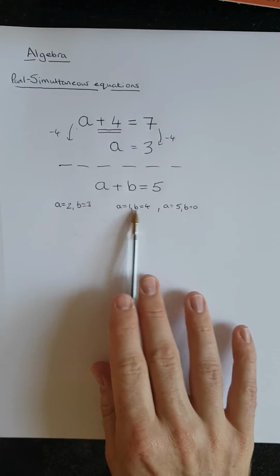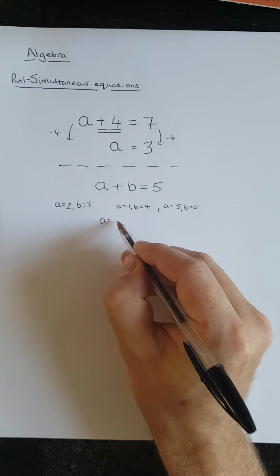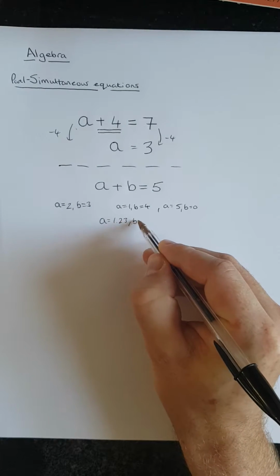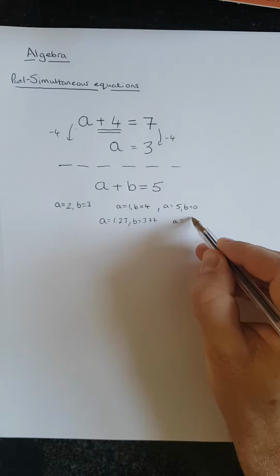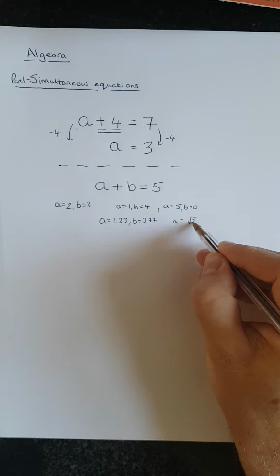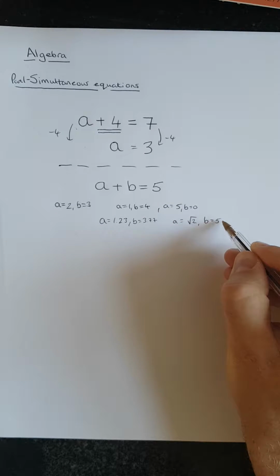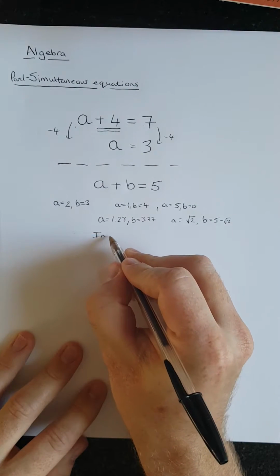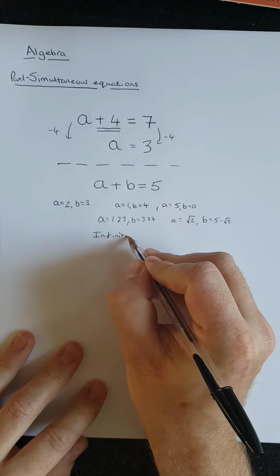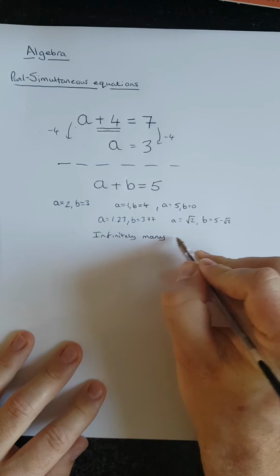Now, this has lots of solutions. In fact, A could have been 1.23 and B 3.77. A could have been root 2 and B could have been 5 minus root 2. Now I can sit here all day and come up with new ways to solve this equation. In fact, it has infinitely many solutions.